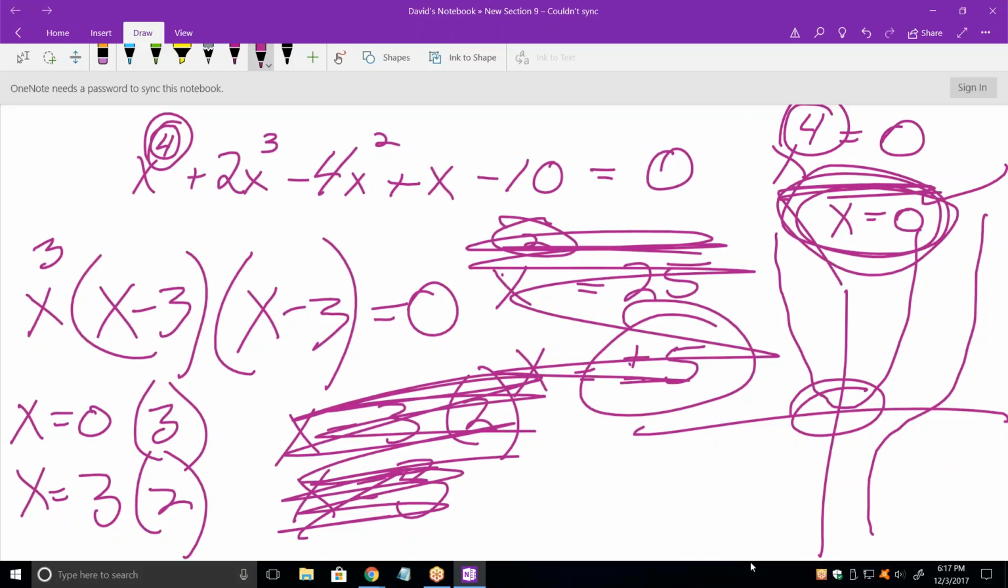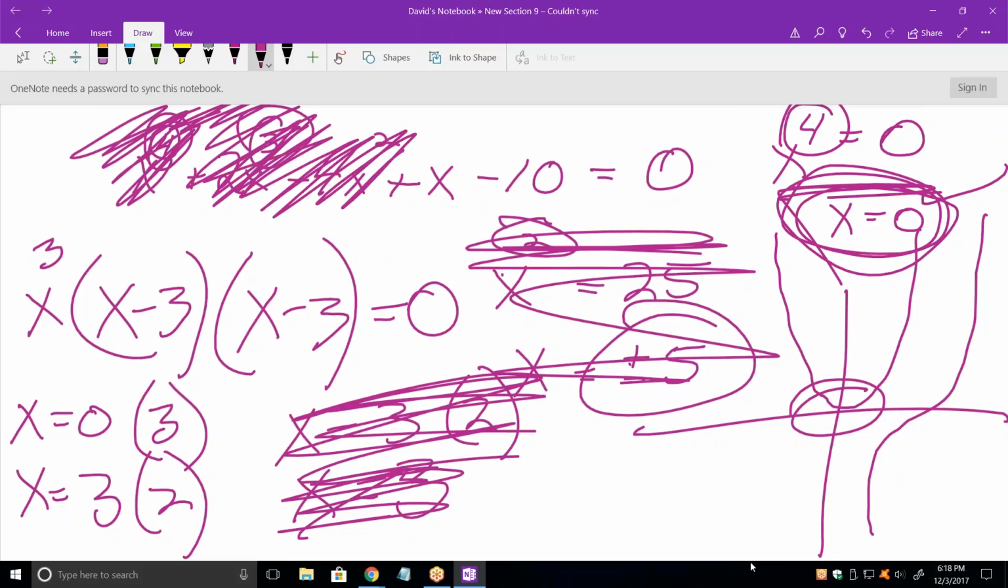In other words, if you have a quartic, which is what this is, there's always going to be 4 solutions. If you have a cubic, there's going to be 3 solutions. If you start with a quadratic, it's going to be 2 solutions. If you start with a linear, let's just do this one right there, that's got one solution only, x equals 10.